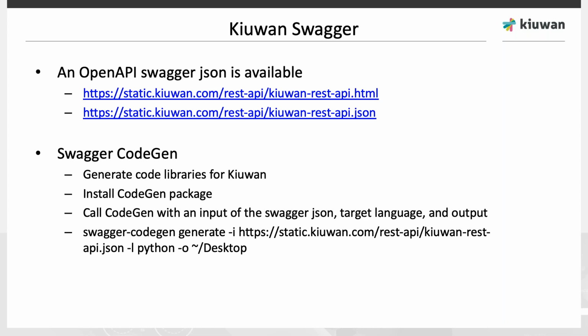And I'll show you a little bit how to do that, how to install the Codegen package and call the Codegen with the input of the JSON file you downloaded from us, flag the language that you want to output to, and then the output target. Then you run that. The Swagger is consumed and generates endpoints and some other documentation for that Swagger.